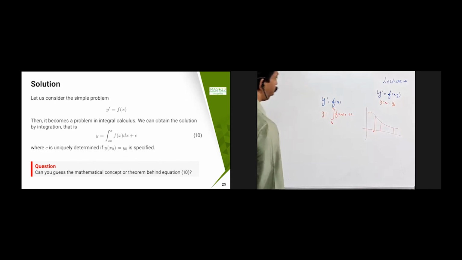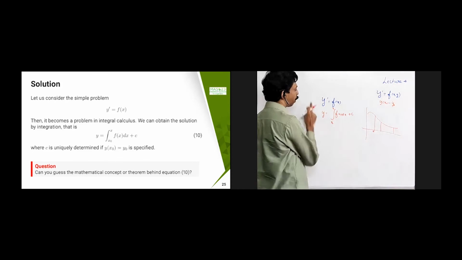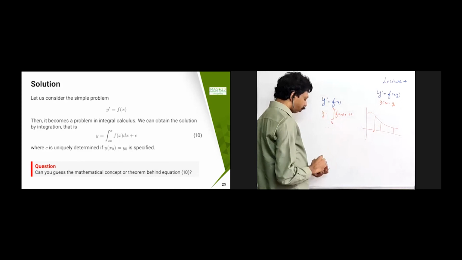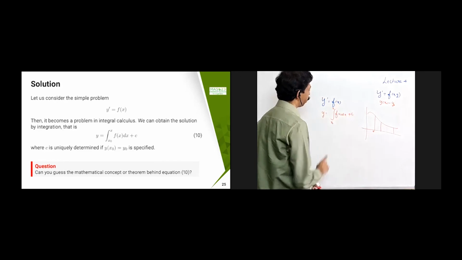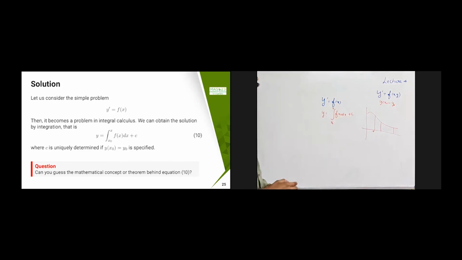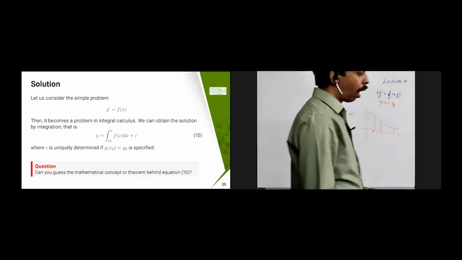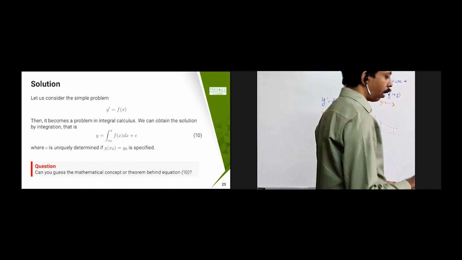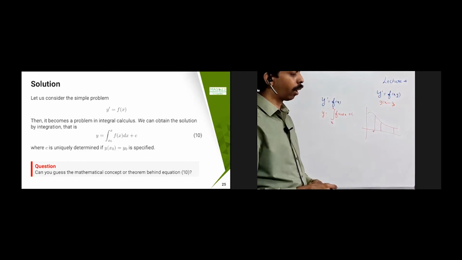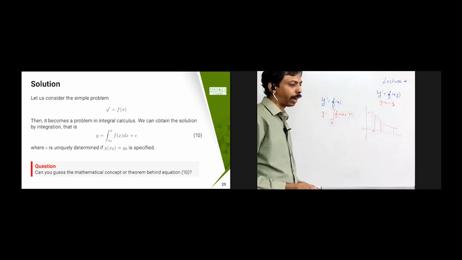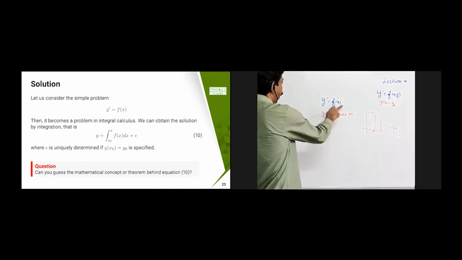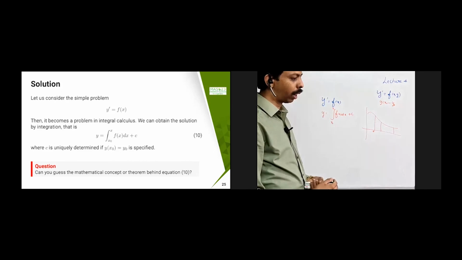Plus some constant is going to come, because for that also it is going to give the same y'. Because if I differentiate this one, I am going to get y' equal to f of x, the constant goes to 0, only f of x is going to come, because integral and derivative are inverse of each other. Means if you have a derivative, then you can find the antiderivative of that. That's what we can do.